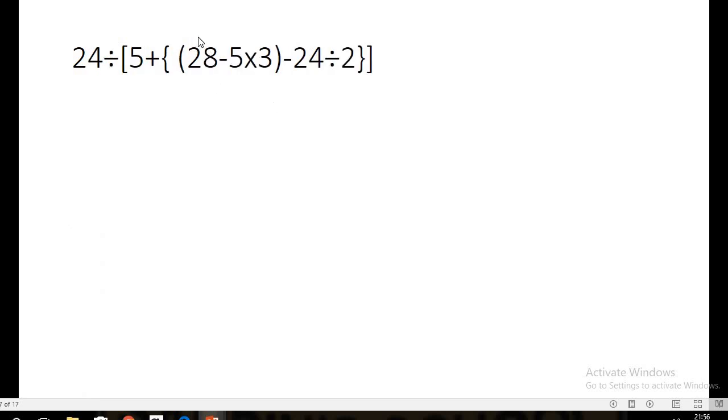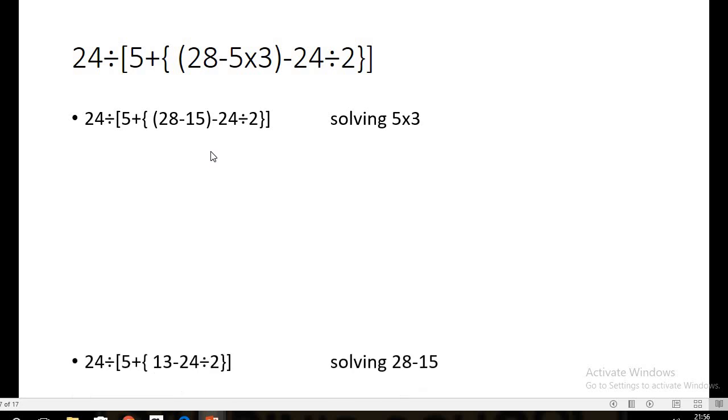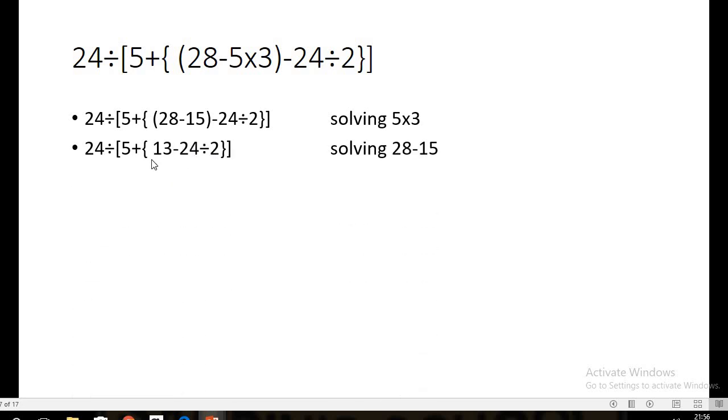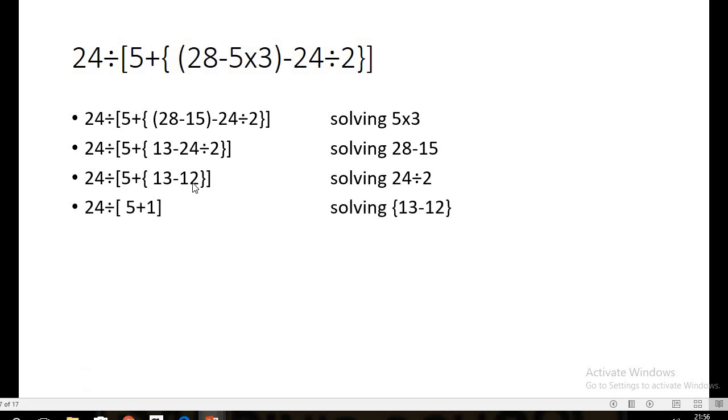Moving ahead, we have the round brackets. So first round brackets will be solved, and within the round brackets we have to solve multiply first. So 5 into 3 gives us 15, and then 28 minus 15 gives us 13. Then within the curly bracket we have division, so division will be preferred. 24 divided by 2 gives us 12. Now 13 minus 12 gives us 1, and the curly bracket vanishes. Then in the square bracket we have 5 plus 1, which gives us 6, and the square bracket vanishes. Now 24 divided by 6 gives us 4 as the final answer.